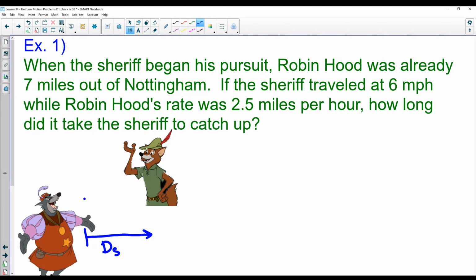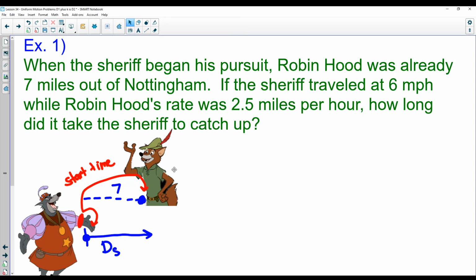So we're going to indicate the head start by a dashed line. This blue dot is where Robin Hood is at the same time when the sheriff begins, indicated by this bottom blue dot. Think of it as there's a timer on the sheriff's wrist. He's got a watch. He looks at his timer, and the start time for him is here. And at the same time, Robin Hood is already 7 miles away, so we're going to write 7.